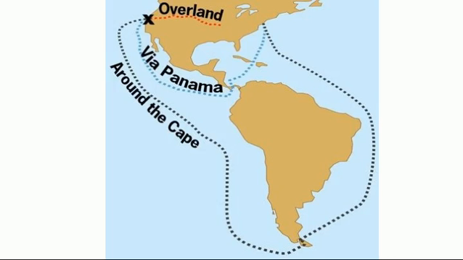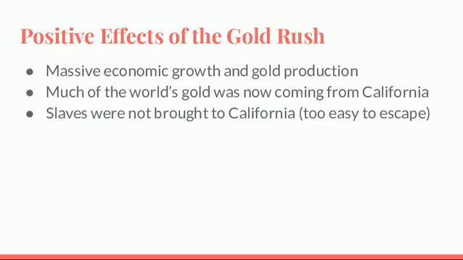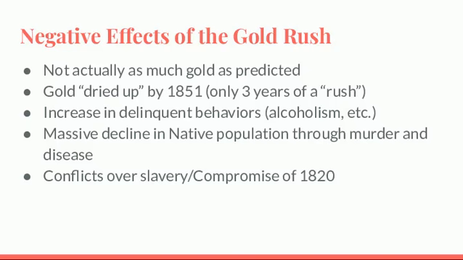Now, in terms of the positive effects of the gold rush, massive economic growth and population movement. But the biggest thing are the negatives, in particular that last bullet, conflicts over slavery in the Compromise of 1820. We will talk about this especially when we get to the Civil War. But is California going to become free or slave?